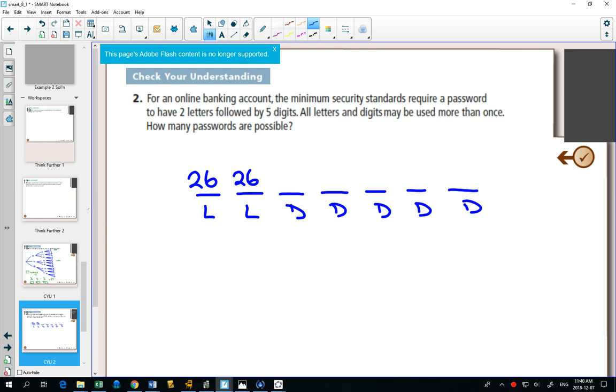How many digits are there? 10. 1, 2, 3, 4, 5, 6, 7, 8, 9, plus 0.